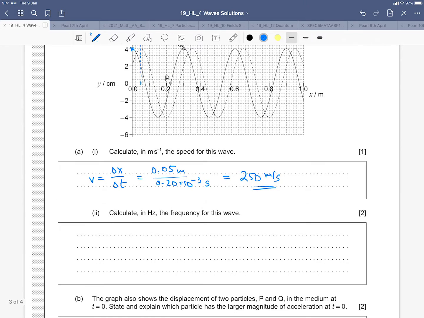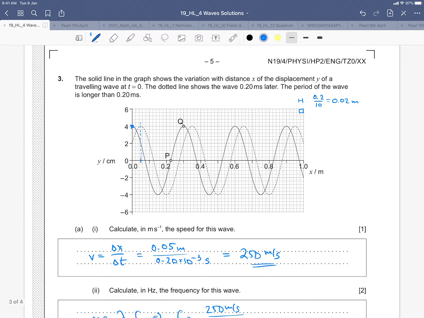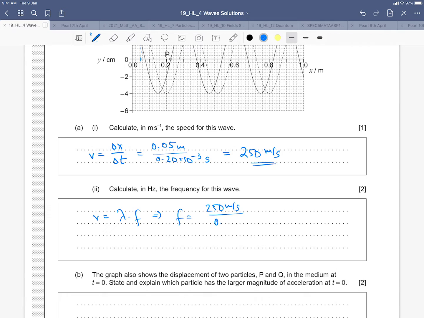Then we have to calculate the frequency. If we know the wave speed and we can read off the wavelength, then we can get the frequency: the speed over the wavelength. What is the wavelength? Just look from crest to crest. That's easy to see. It's 0.3 meters. And we get something along the lines of 830 hertz.